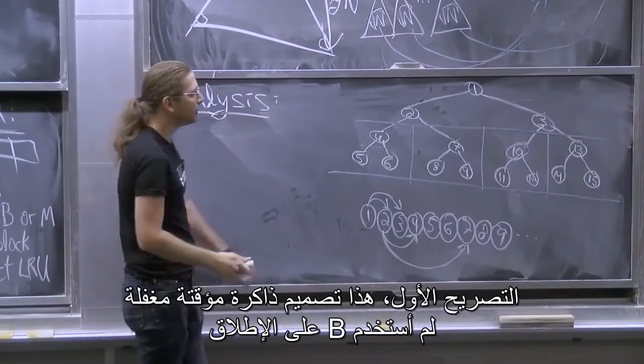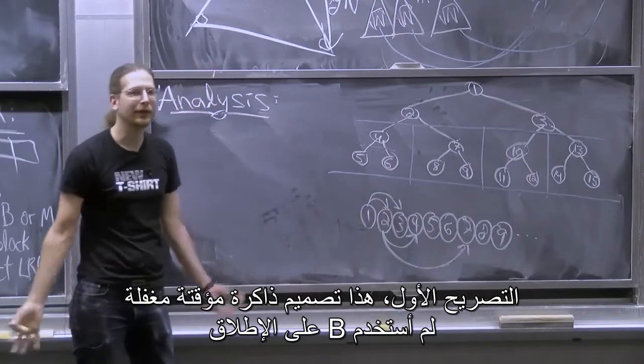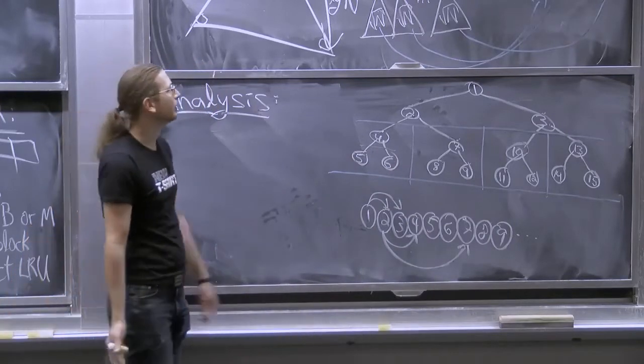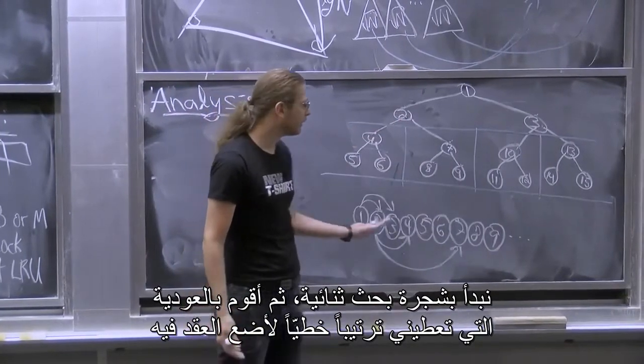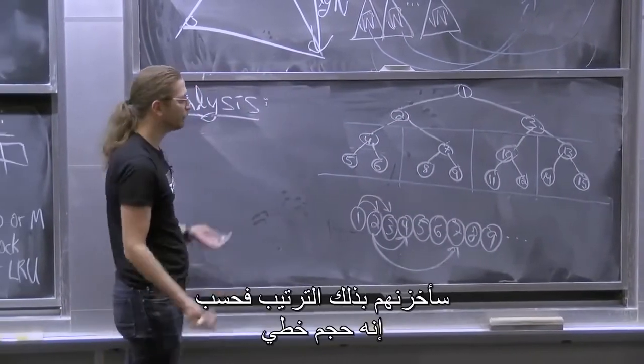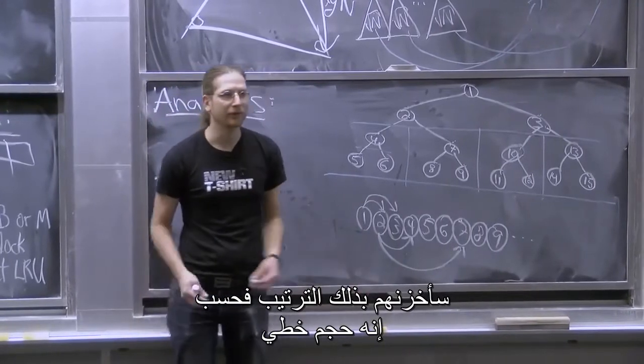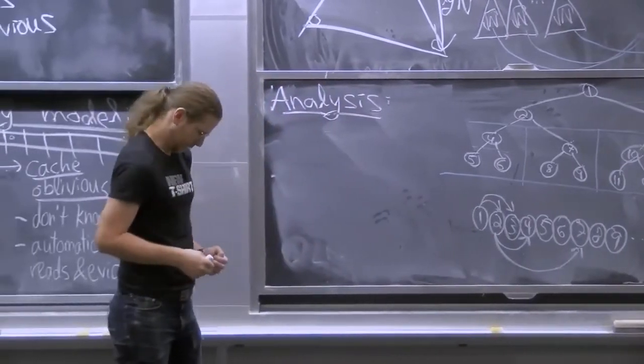Okay, first claim, this is cache oblivious layout, right? I didn't use B at all. There's no B here. Start with a binary tree, and I just do this recursion. It gives me a linear order to put the nodes in. I'm just going to store them in that order. It's linear size, all that.